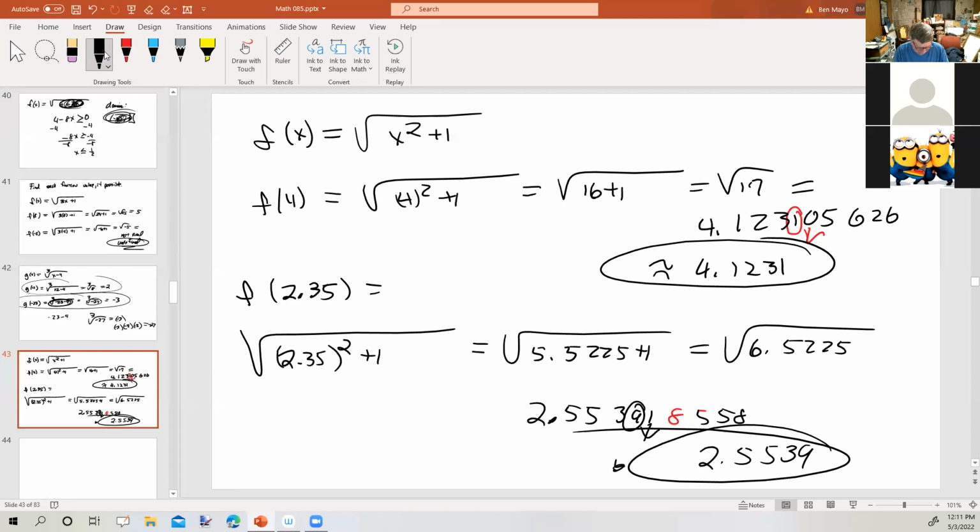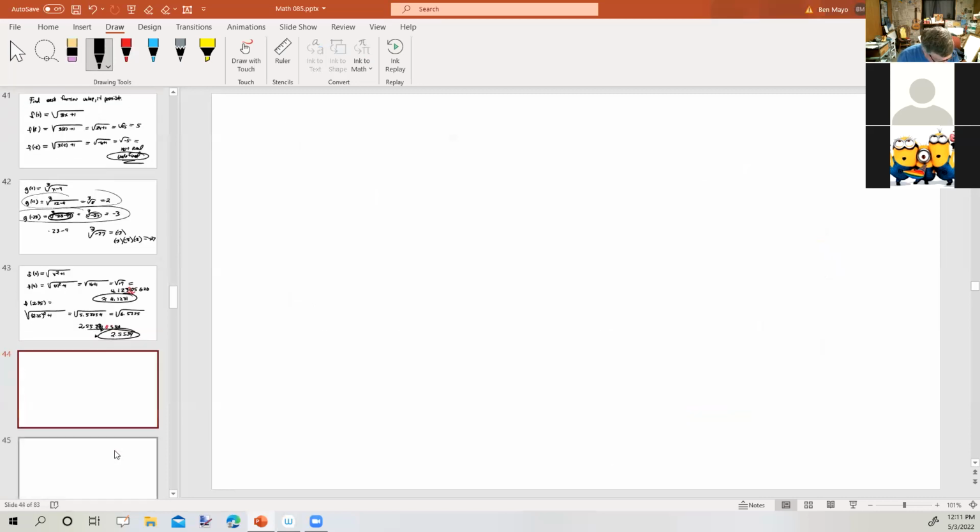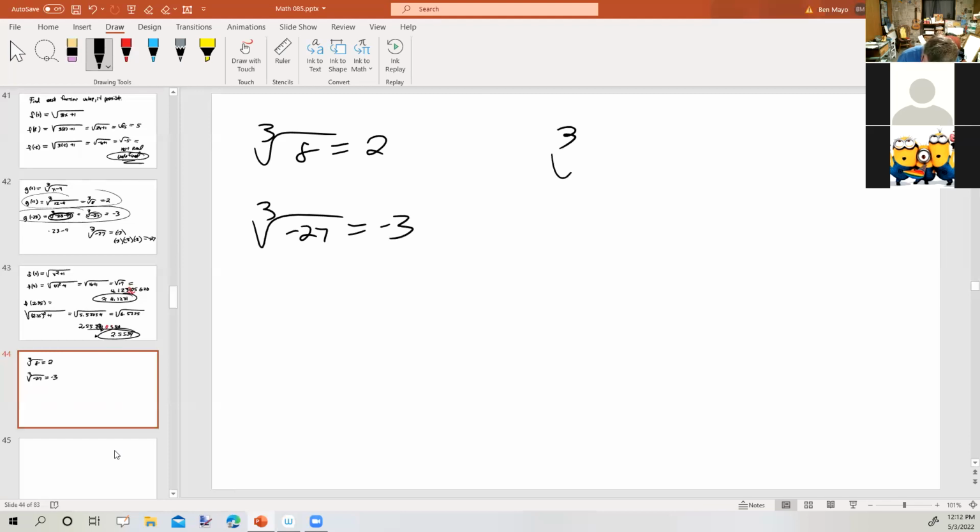Again, are you able to do that on your calculator or are you having difficulties? Okay. Now, simplify each cube root. We've already done the cube root of 8 is 2. The cube root of negative 27 is negative 3. How about the cube root of negative 125?